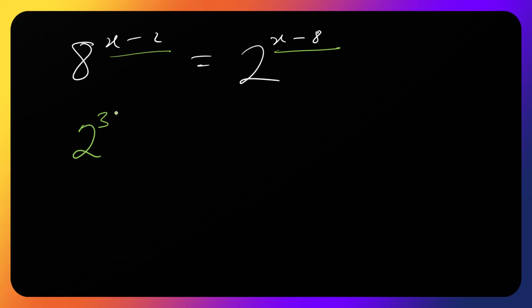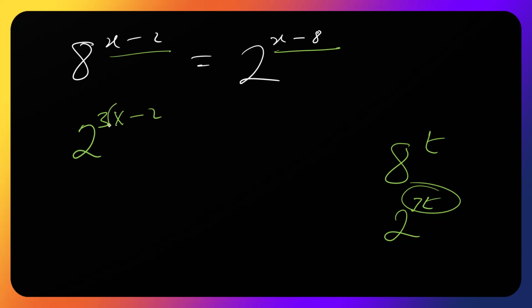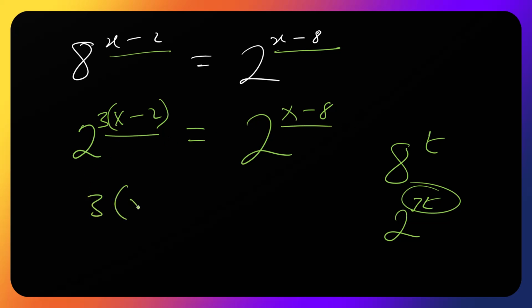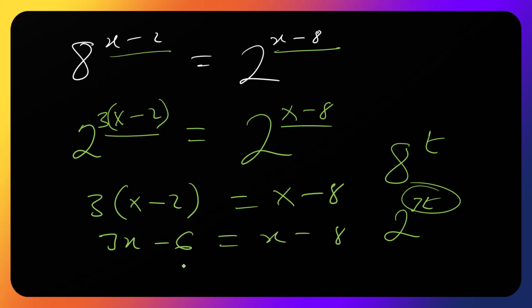But remember, if you do this, it's wrong. Because if this side were, let's say, 8 to the power of x, we have said 2 to the power of 3 times x. So the same thing, we multiply this, and this side will be x minus 8. So 3x equals this: 3x minus 6, x minus 8.